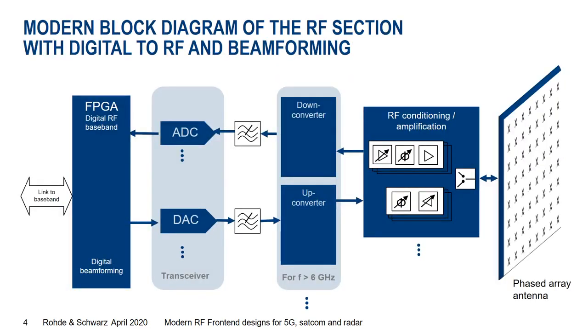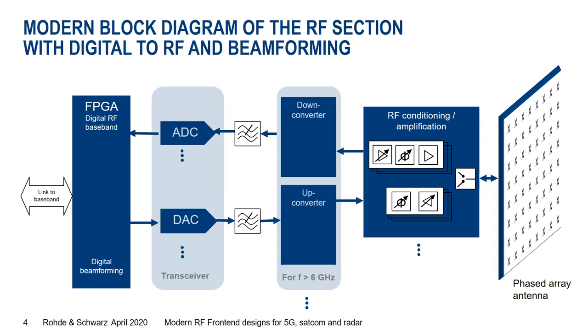On the next slide we see a modern block diagram of the RF section, which includes already something like digital to RF and beamforming. And when we say digital to RF, it basically says there is not really a classic IQ modulator, but this is all done in the data converters. So we have basically an ideal IQ modulator here.